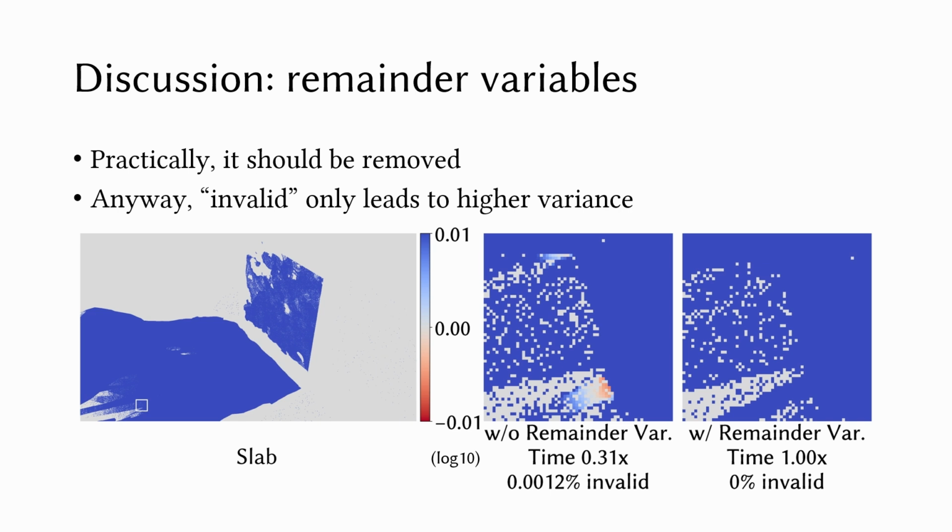However, when we remove these remainder variables, we found the violation is so small. Anyway, any invalid irradiance bounds only lead to higher variance instead of bias or energy loss. So we believe there is still a huge space for performance optimizations.